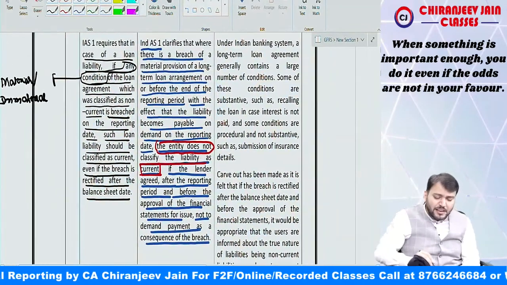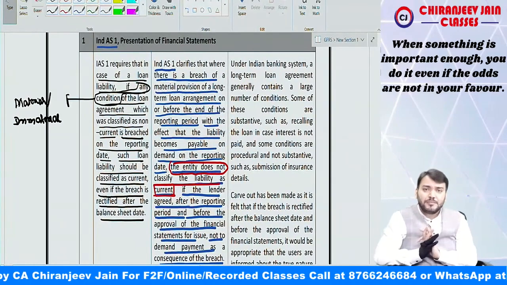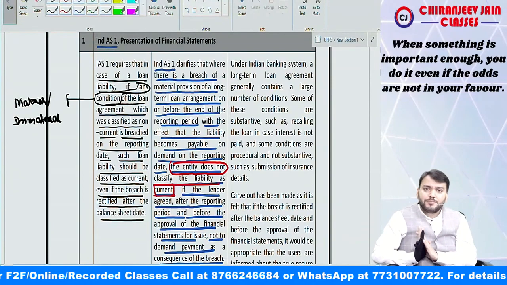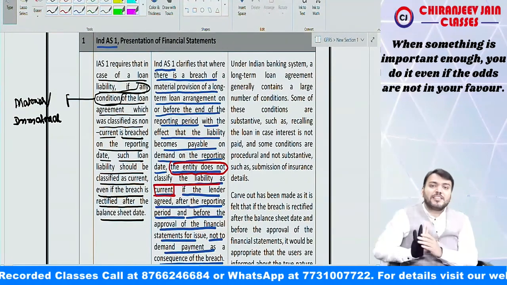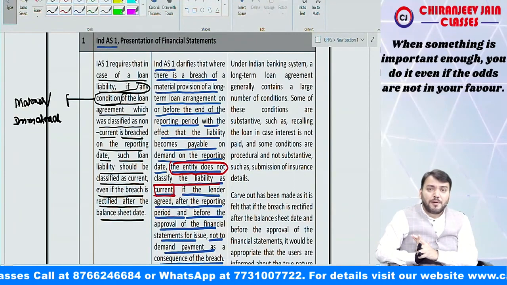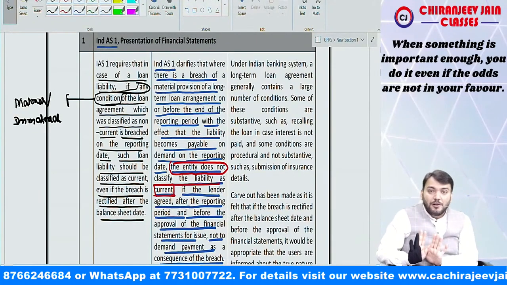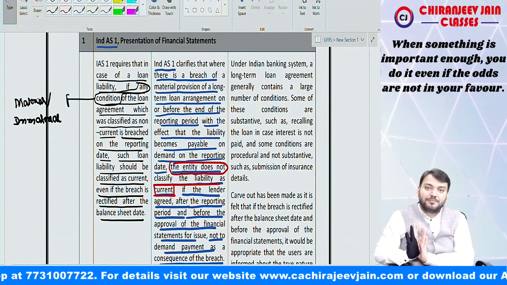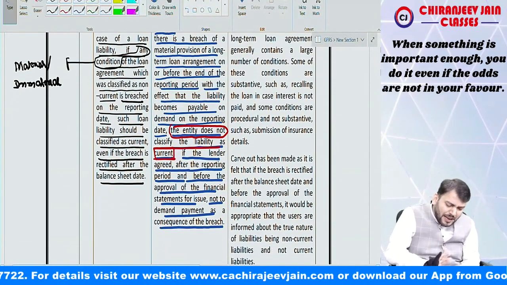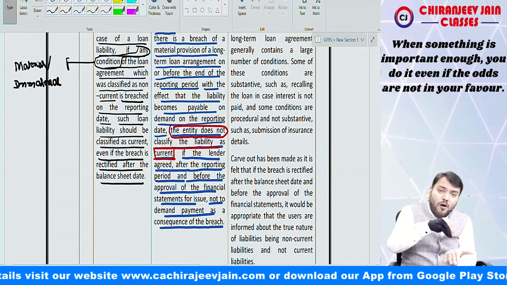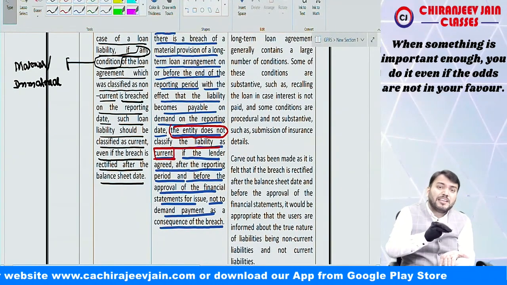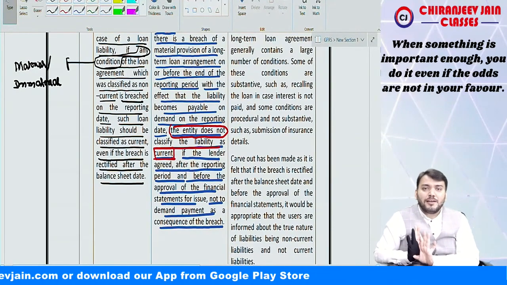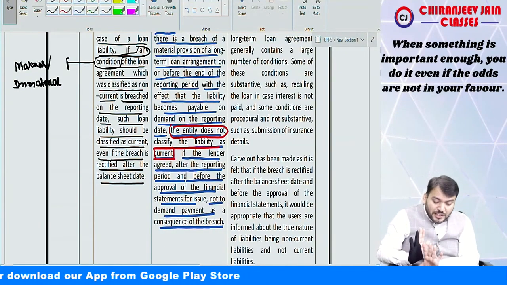Why was this given as a carve out? Just try to know. Internationally, banks are very strict. Means if any condition is not satisfied, the bank is very strict. Normally, internationally, it is not rectified. So they have taken that into consideration, that the reporting date will give the true and fair picture of the financial statement, and this will not be considered as an adjusting event.